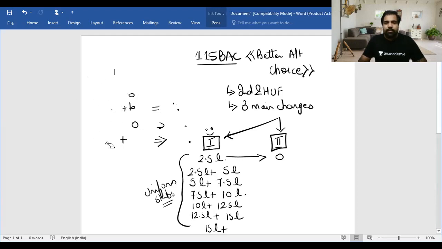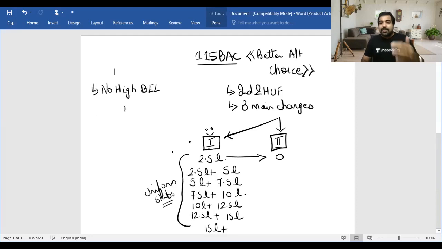I'm removing this old method, which is still there. The old method is still there, guys. So what is not there in this? If you opt for this, no higher basic exemption limit. So no matter if you're 6 years, 60 years, 80 years, or 800 years, you'll still have the same slabs.